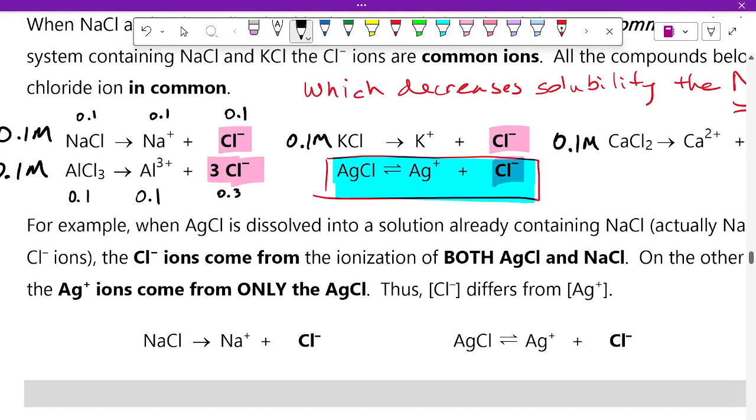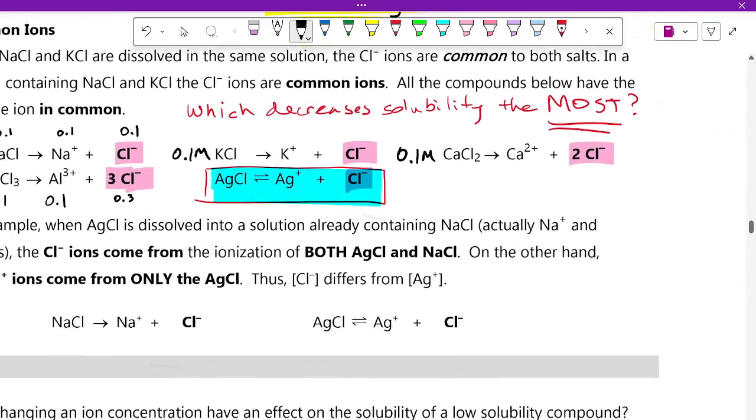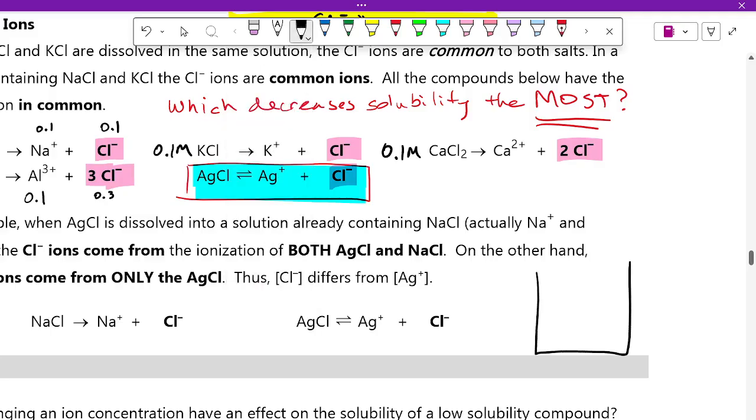For example, AlCl3 is, oh yeah, this is just saying what we already said. No, it's not. If you take AgCl and you dissolve it into a solution that already contains NaCl, so you have a solution that already has NaCl, and you put AgCl solid in there, less will dissolve than would dissolve in water.